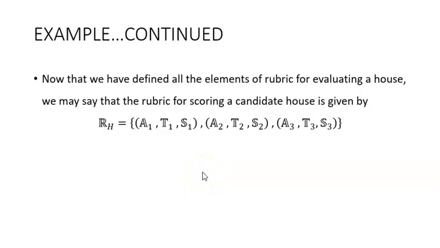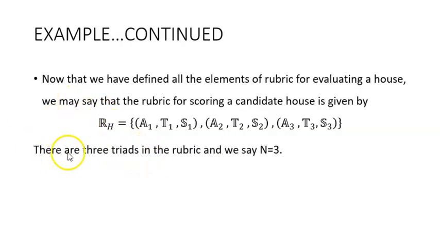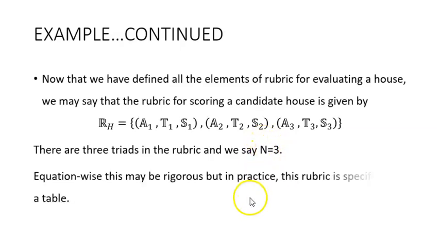Any candidate house will fall at a particular point in A1, T1, S1, A2, T2, S2, and A3, T3, S3. We'll see that in a little bit more detail in subsequent slides. There are three triads, and we say the number of rules in RH is 3. Equation wise, this sounds very good.